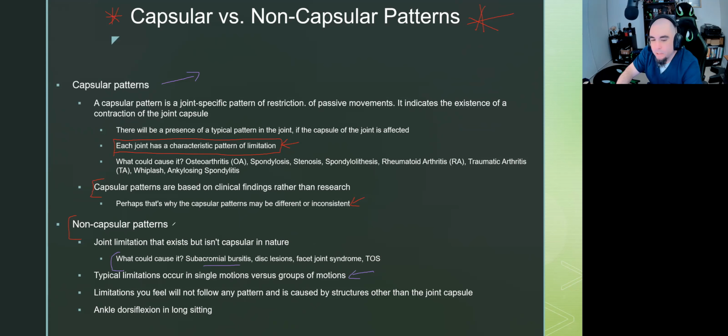Because the treatments are a little different. So for a capsular pattern, it's joint mobs. So that's where the PT's got to come in and do joint mobilizations on that patient. For a non-capsular pattern, it's range of motion and stretching.